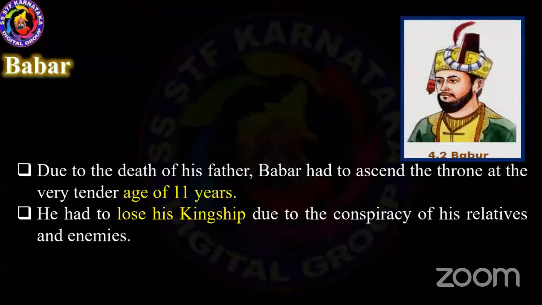He had to lose his kingship due to the conspiracy of his relatives and enemies. The relatives also showed their interest in ascending the throne. Because of that, they made their conspiracy. It means a kind of plot which was formed by his enemies and relatives to dethrone him, and then occupy the power in their hands.